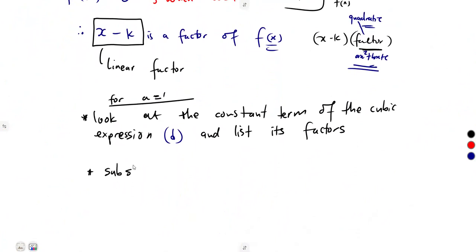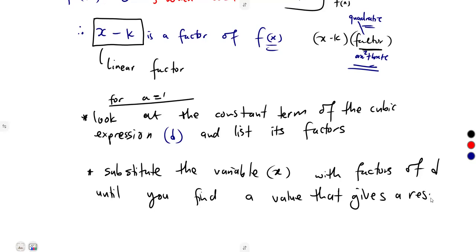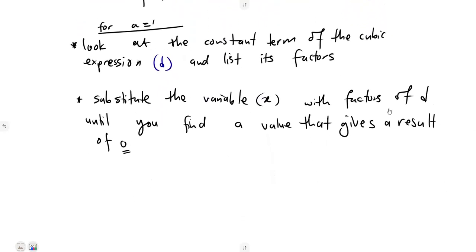Then substitute the variable x with factors of d, these ones that you had on the first part, until you find a value that gives a result of 0. So that is the condition that we had before.